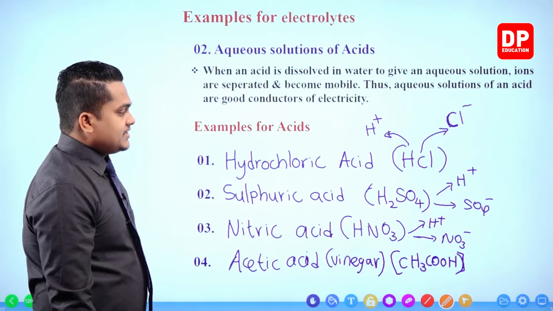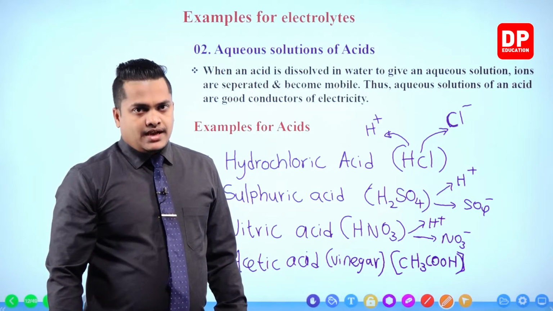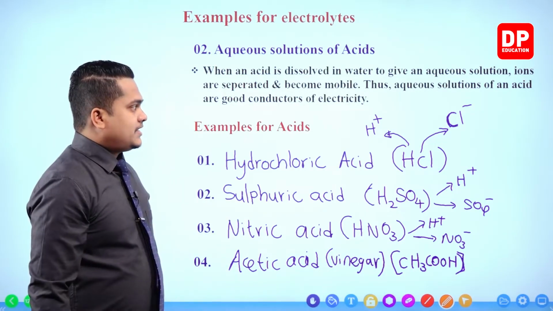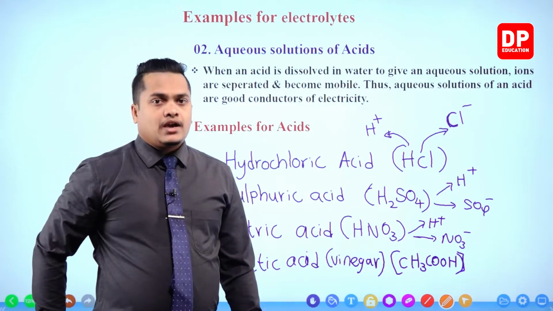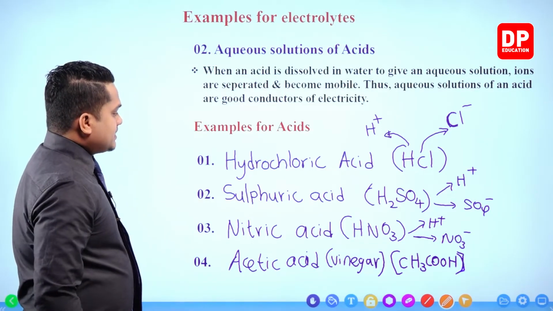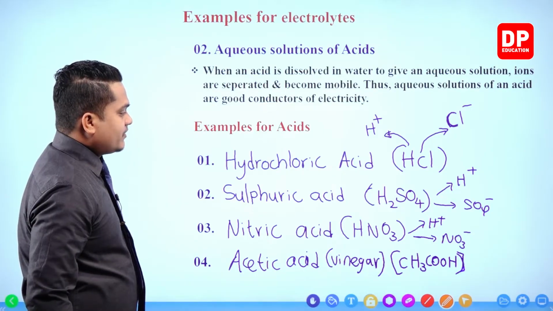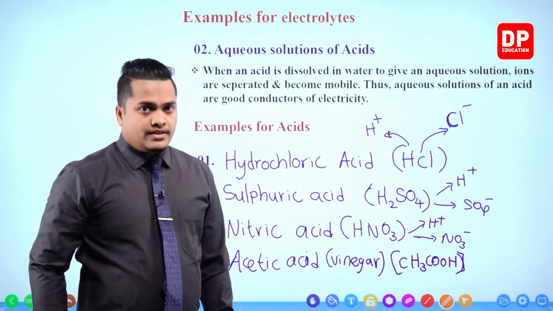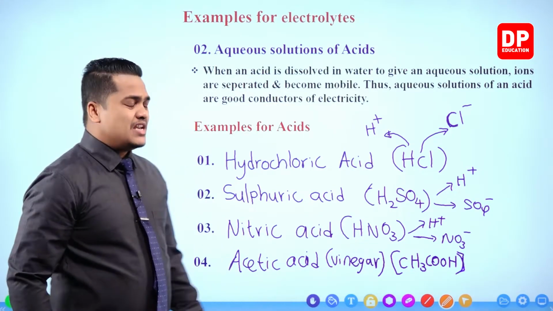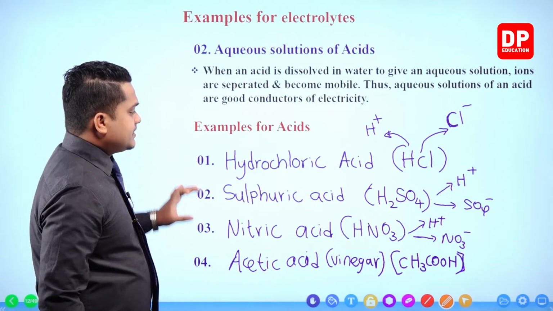In each and every acid, what will happen? The hydrogen part is getting separated into plus, and the other one is getting separated to minus. So these plus and minus ions are conducting electricity within the aqueous solution of the acid. Hydrochloric acid, sulfuric acid, nitric acid are the three main types of acids that we are going to learn in our laboratory. However, mostly we are using these two acids, hydrochloric acid and sulfuric acid.